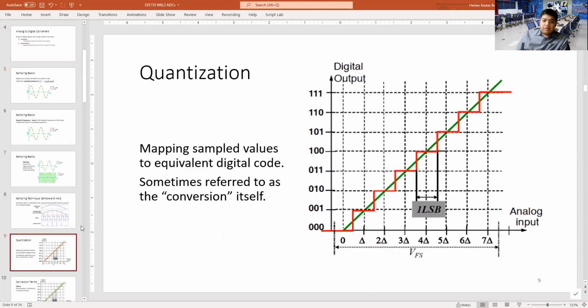So next we go to quantization. Quantization is actually yung ating mapping operation itself. Ideally, we want it to look like this. Pag yung nasa baba yung analog input, if you recall, delta is yung ating 1 LSB or yung minimum voltage step. So this is VFS over 2 to the N. In this case, yung ating N is 3. So 3 bits yung digital output natin.